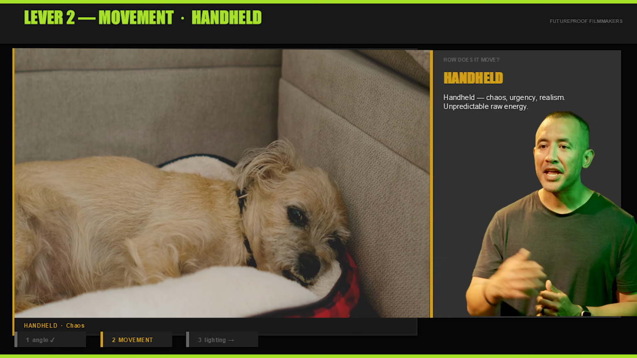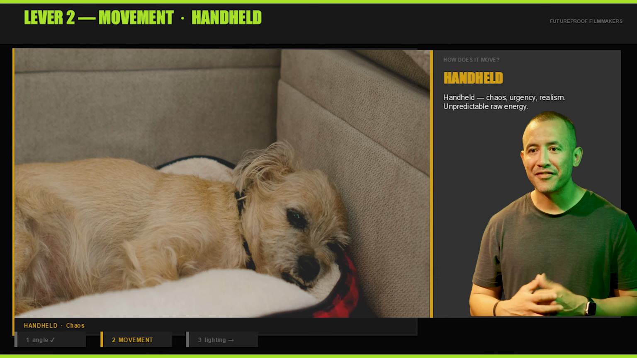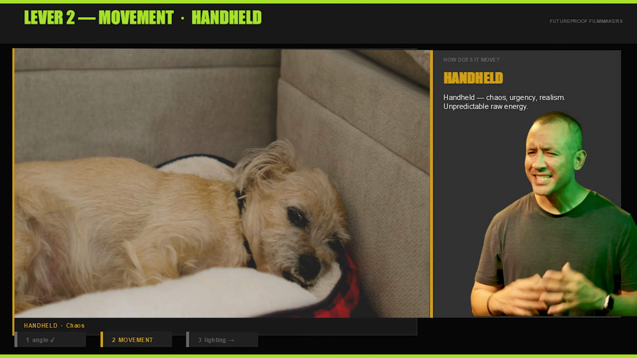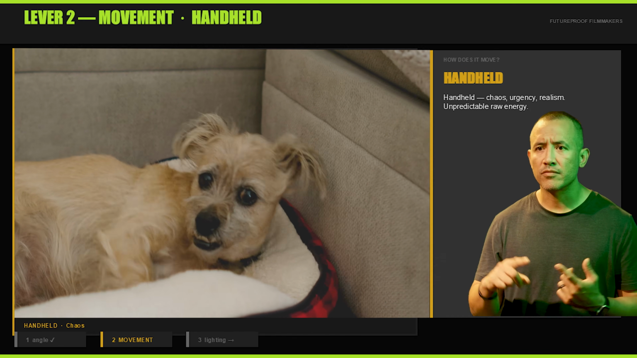Lastly, we have handheld. Loose, alive, imperfect. That's chaos, urgency, reality. Movement equals emotion. Write that down. Every camera move is a feeling, not a technique. Finally, we conclude with lever number 3. And this one is going to change how you see every room you walk into for the rest of your life. What is the light doing?